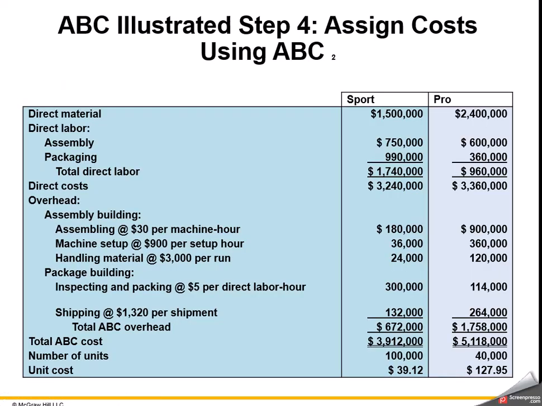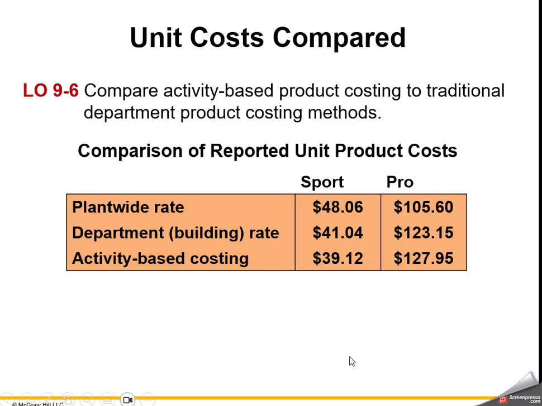our unit cost per product. But again, it just maps out all those totals by product and then divides it by the number of units that are produced.